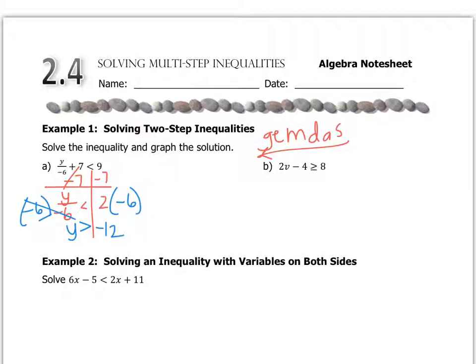It tells us to graph the solution, so I'm going to put negative 12 in the middle of my number line. It's going to be an open circle, and it's going to be greater, which goes to the right. Why don't you try letter B on your own?